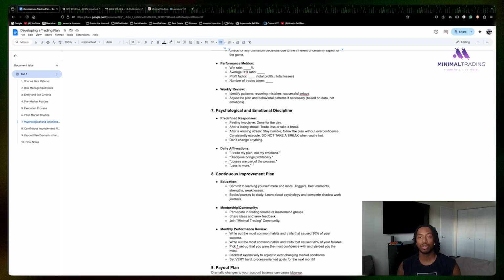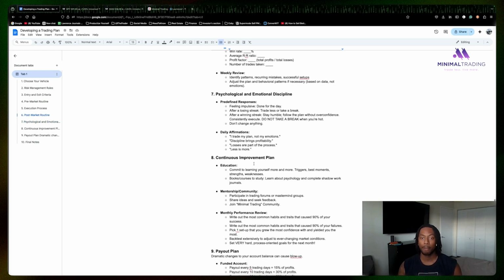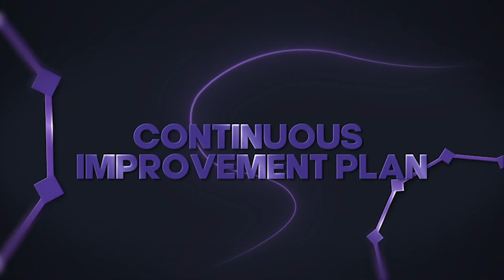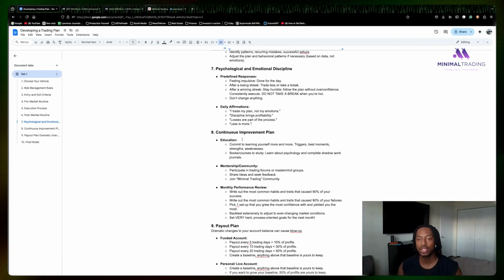So less is more, less risk is more, okay? So continuous improvement plan. How are you going to get better every single day? So for education, commit to learning yourself more and more, right? Like, what are your triggers? What are your best moments? What are your strengths? What are your weaknesses? What are your game changers, right?